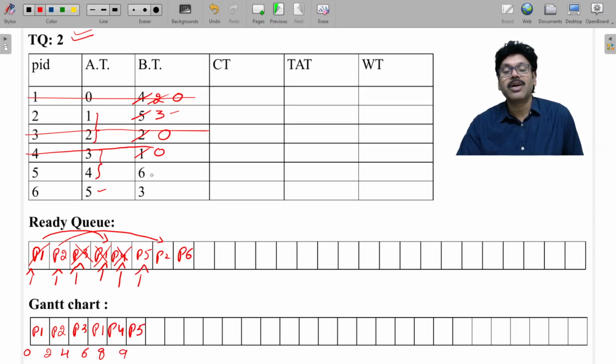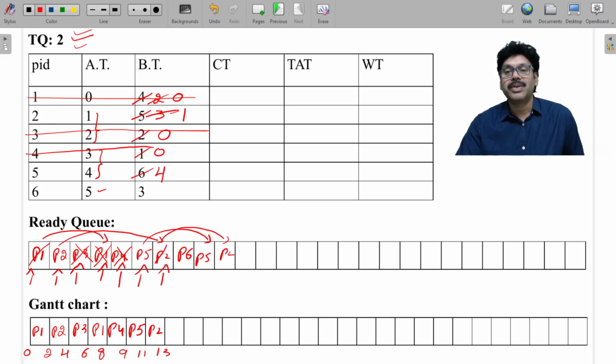P5 is requiring how many? 6. I can give only 2. Balance is 4. And P5 joins the queue because all the processes have been brought into the queue. Then 11. Then the head of the queue is P2. P2 requires 3. I can give only 2. Balance is 1. So P2 is executed 2 units. So P2 joined the queue once again.